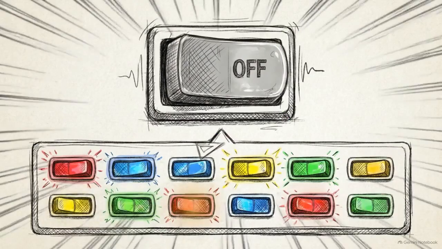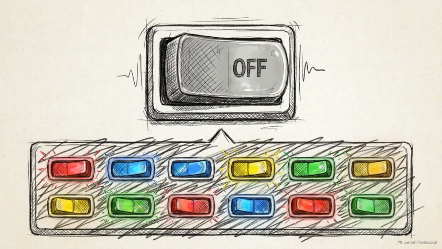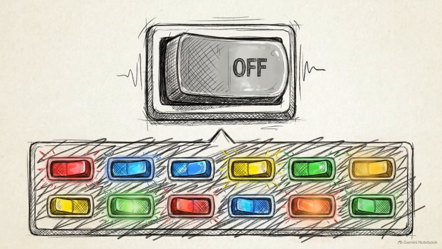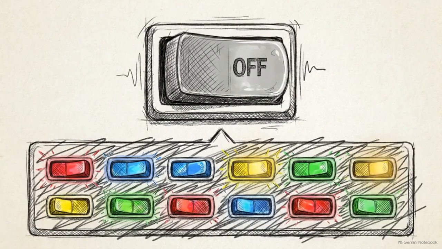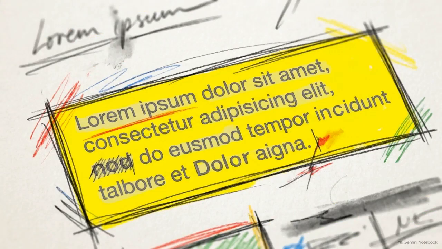However, clearing that one box is insufficient. Google's own documentation states that these smart feature settings operate independently, meaning the first switch doesn't cover everything. Look closely at the area next to the checkbox you just cleared. There is an unstyled text link that says Manage Workspace Smart Feature Settings. You have to click this to reach the second layer.